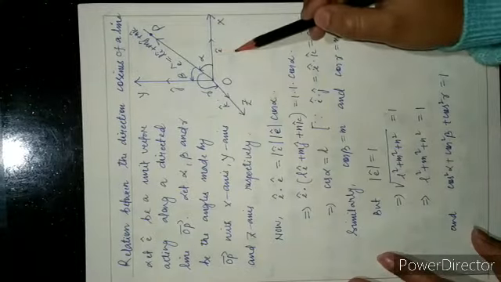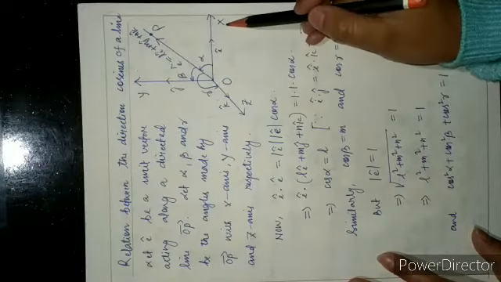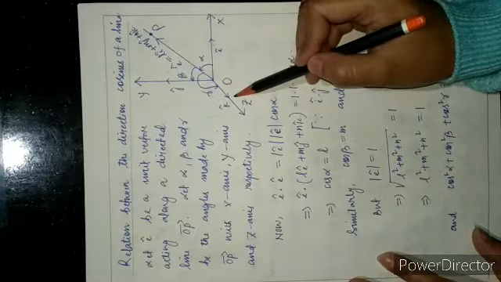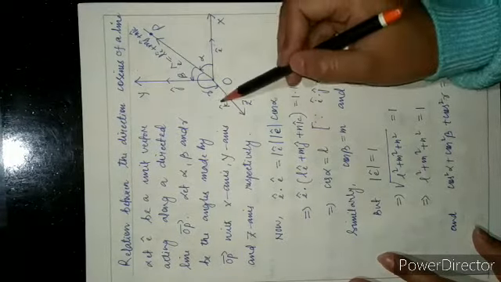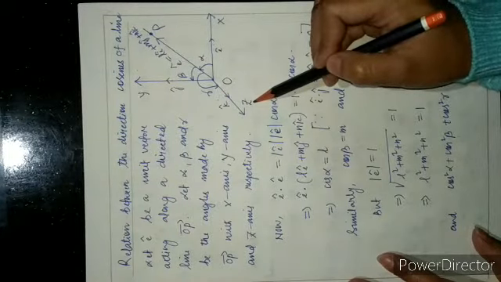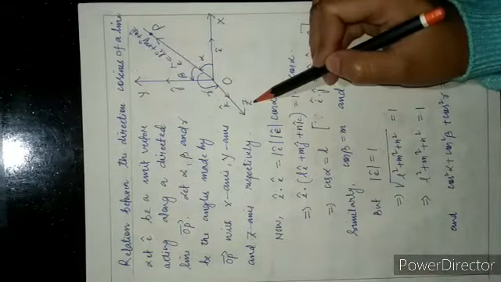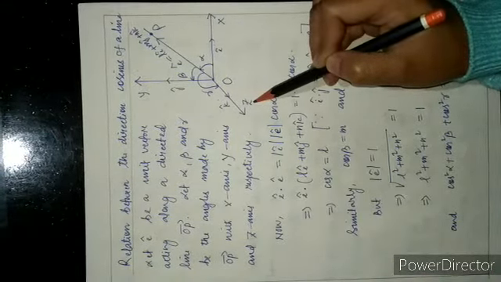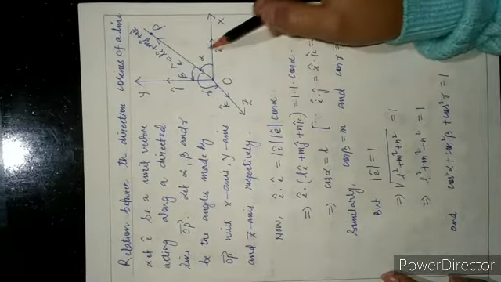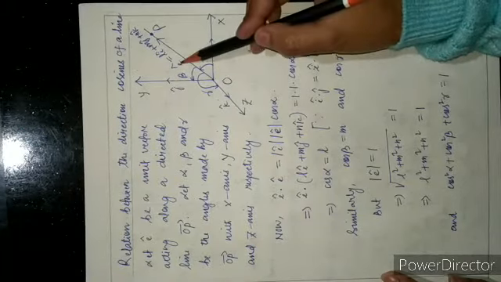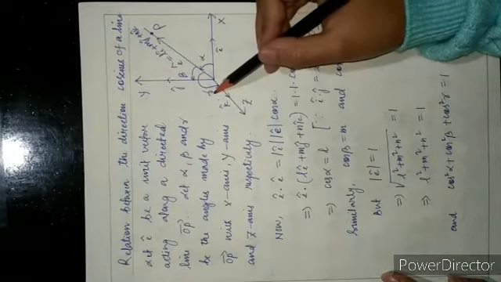We know that i cap, j cap, and k cap are the unit vectors acting along x-axis, y-axis, and z-axis respectively. Now we derive the relation between the direction cosines of the line. The angle between E cap and i cap is alpha, the angle between E cap and j cap is beta, and the angle between E cap and the z-axis is gamma.